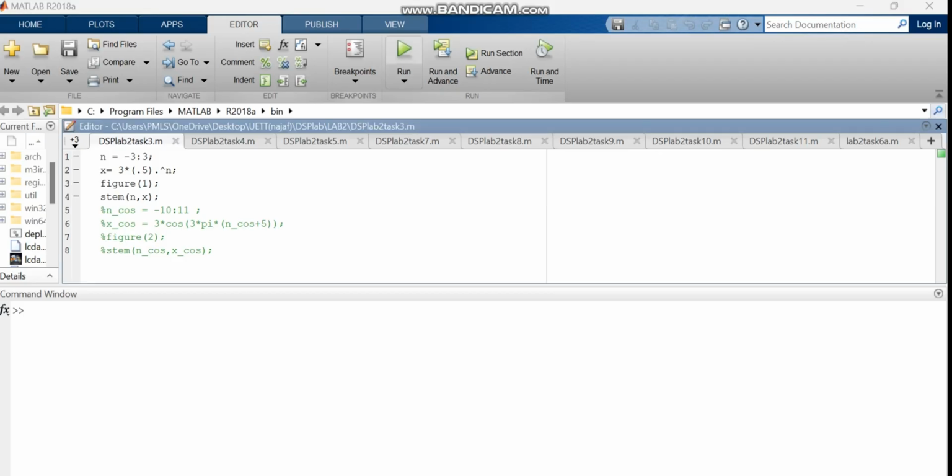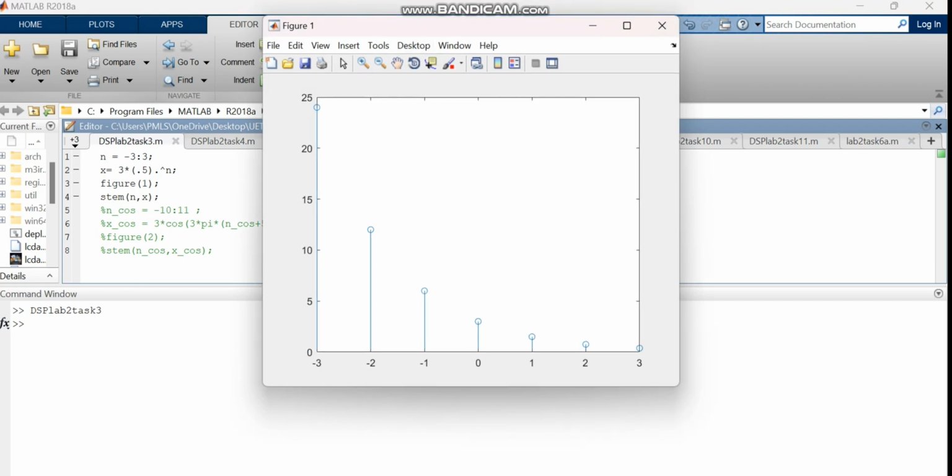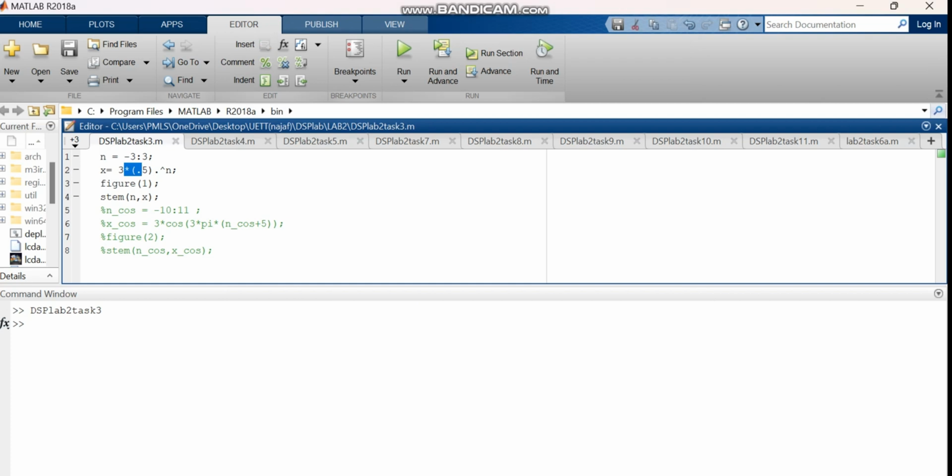So when we run this code, we get a graph for exponential decay, where the variable n is defined to represent the discrete index ranging from -3 to 3. The exponential signal x is generated using the formula 3 times 0.5 raised to the power n, where each value of n determines the exponent for the base 0.5. The stem function is used to plot the discrete points of the exponential signal.